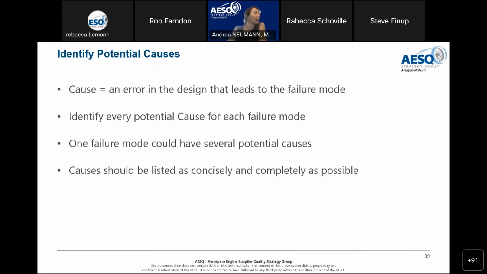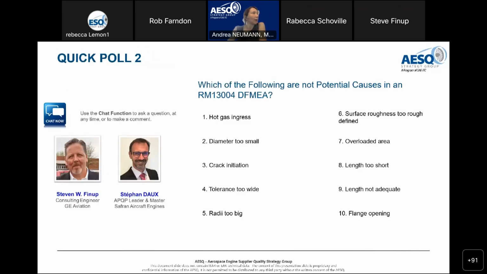So next slide, please. We have again a quick poll about potential causes. And here we have the question now, which are not potential causes aligned to the reference manual. So please just write in the chat what you think is not a potential cause.